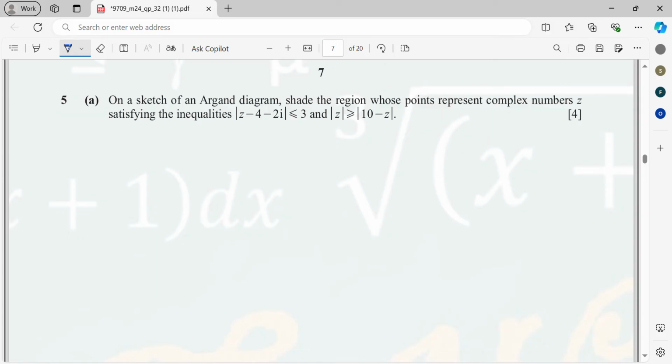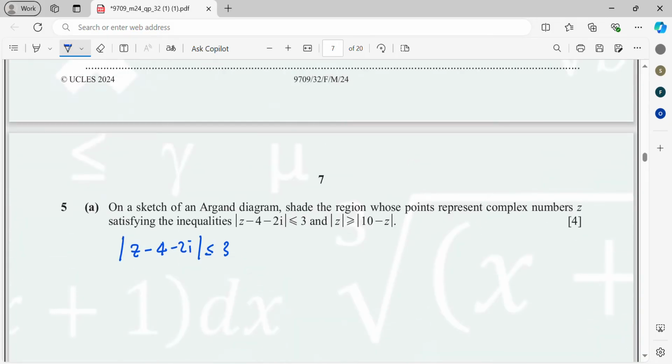Okay, so for question number 5: on a sketch of an Argand diagram, shade the region whose points represent complex numbers z satisfying the inequalities modulus of z minus 4 minus 2i less than or equal to 3, and modulus of z greater than or equal to 10 minus modulus of 10 minus z. Okay, so from here, modulus of z minus 4 minus 2i less than or equal to 3.